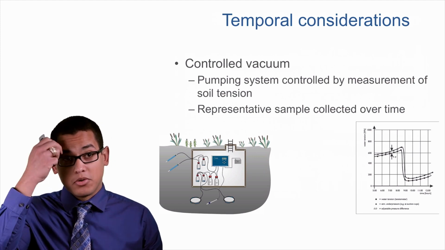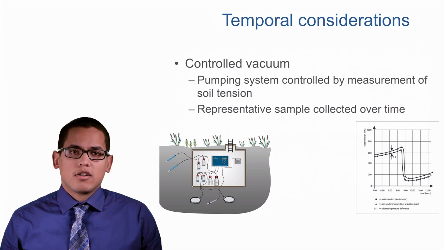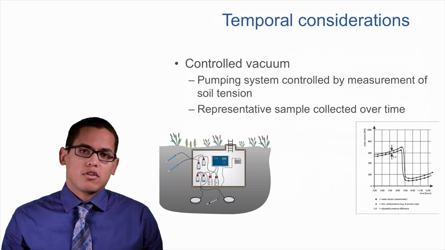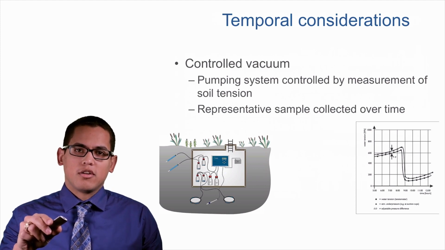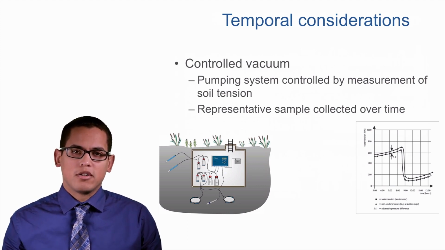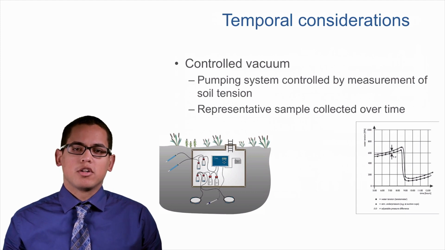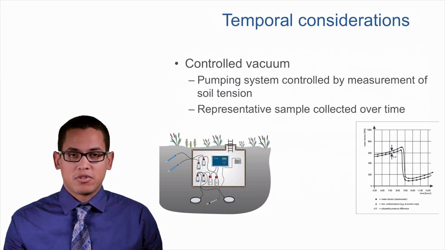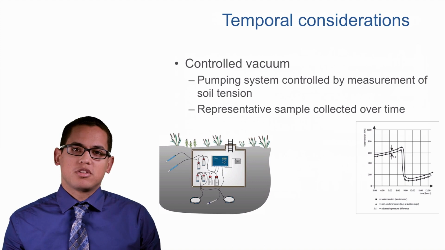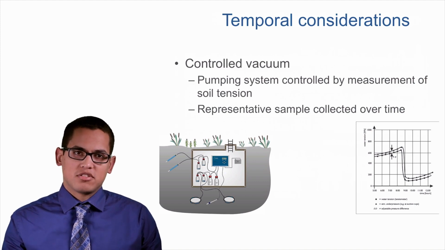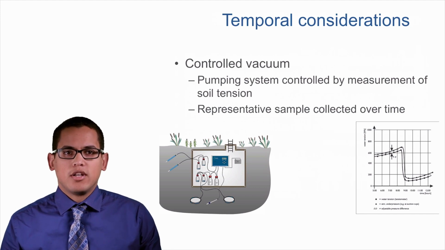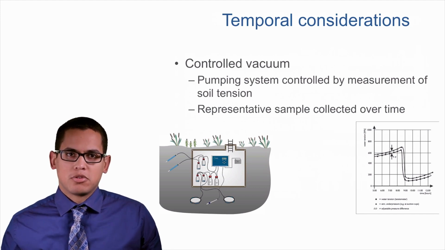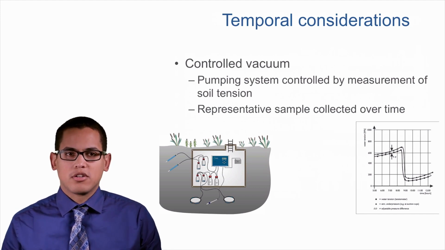So here's an example graph where you can see water potential measurements and the vacuum level changing, and then you see a drop in the suction, or the water potential, when we get a rainfall event, and then the vacuum level also drops at the same time, to maintain just a slightly higher vacuum than what the water is being held at in the soil. And the nice thing about this is a representative sample is collected over time.